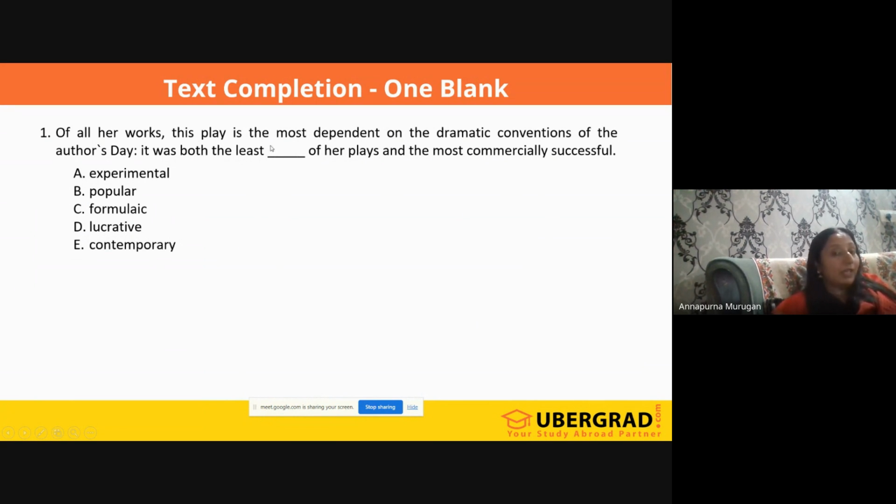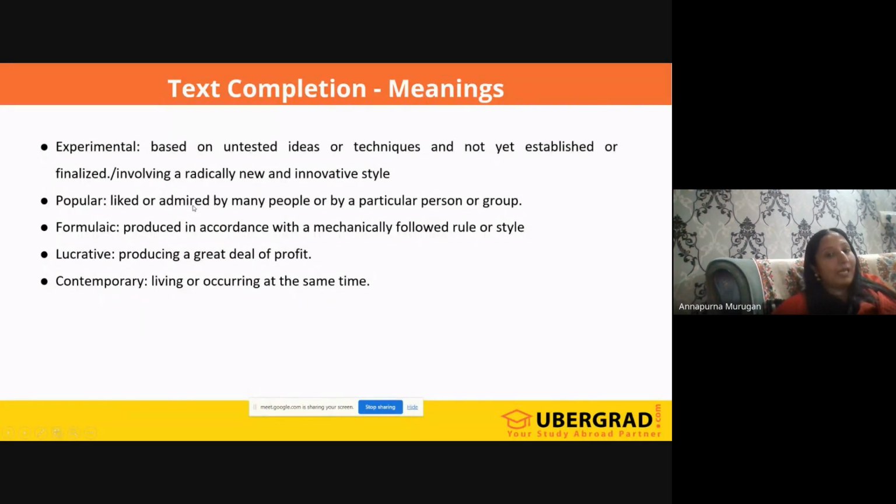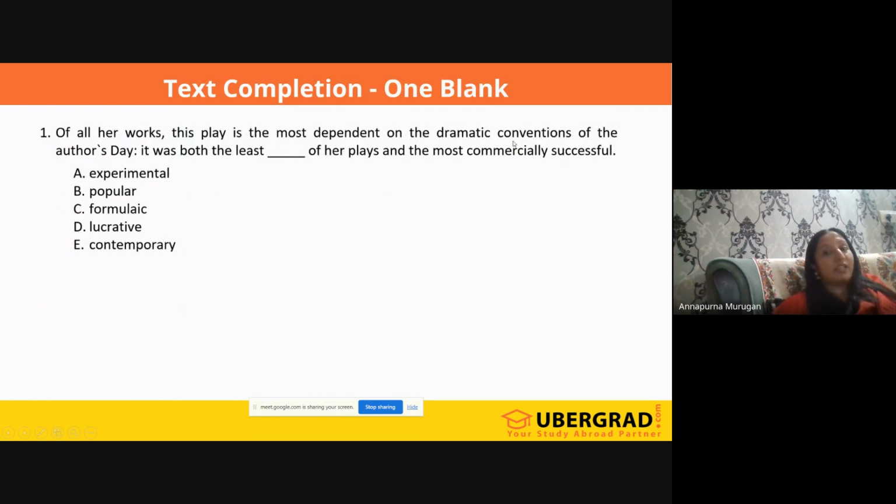You people are giving the opposite idea. They are saying it was both the least dash and most commercially successful. If it was least popular, how can it be commercially successful? Commercially successful means it should be popular, right? So therefore, you can't take popular. Now, formulaic means something mechanically followed rule or style. But actually, it is not least formulaic. Why? Because it is based on the everyday conventions. That means it is basically formulaic only. So it cannot be least formulaic here.